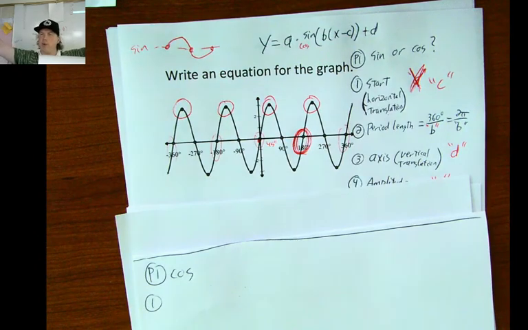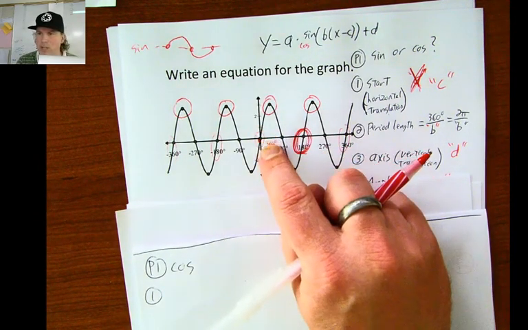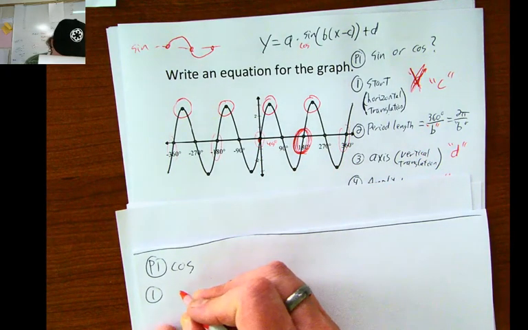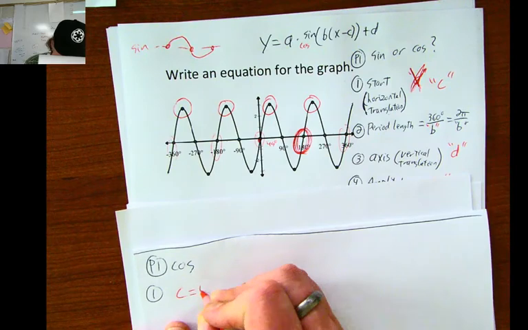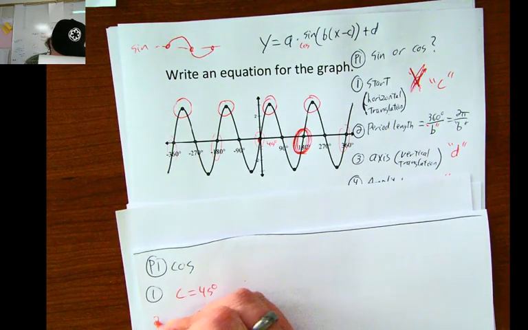I could have the start point be like, 20 periods to the, which way am I pointing right now? For you, yeah, left. To the left or to the right. But I'm going to pick the one closest to 0, so it looks to me like it went right 45 degrees. So C equals 45 degrees, the horizontal translation. Then part 2, the period length.